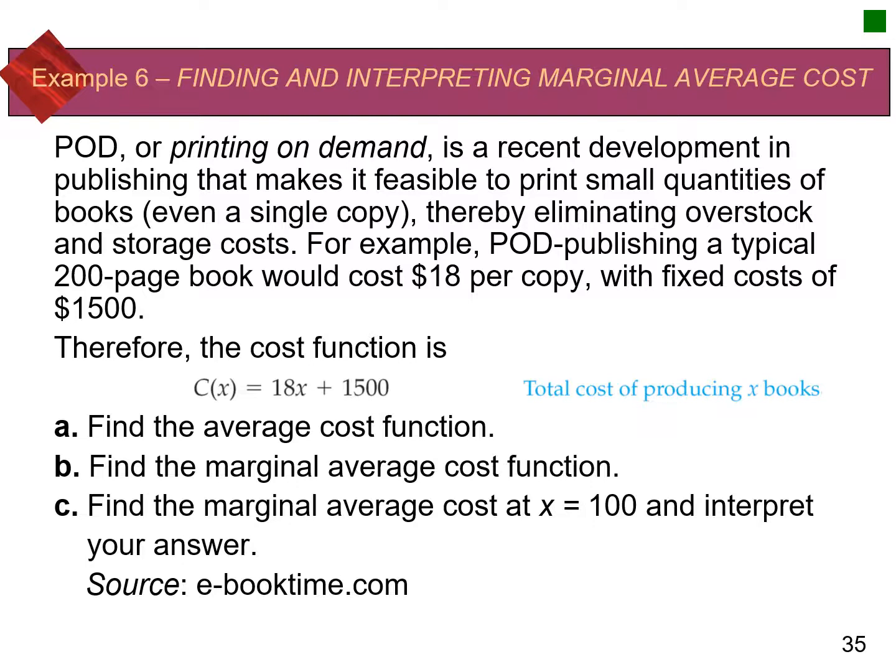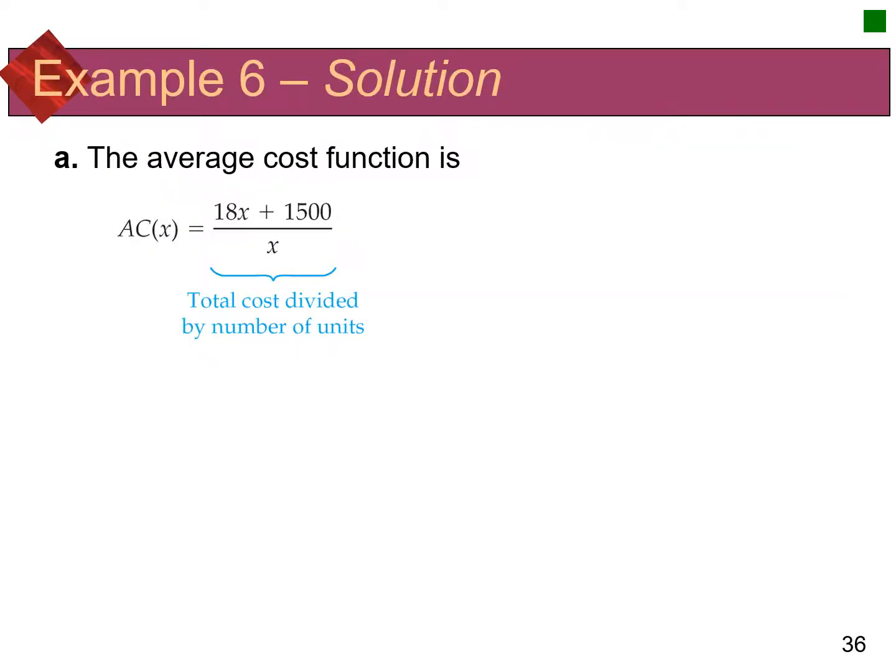Now, the average cost function, not too hard to do. It's just going to be the cost function, 18x plus 1,500 over x. That's it. So that's my average cost function. The marginal average cost function, well, what I could do with this, I could use the quotient rule if I want to.